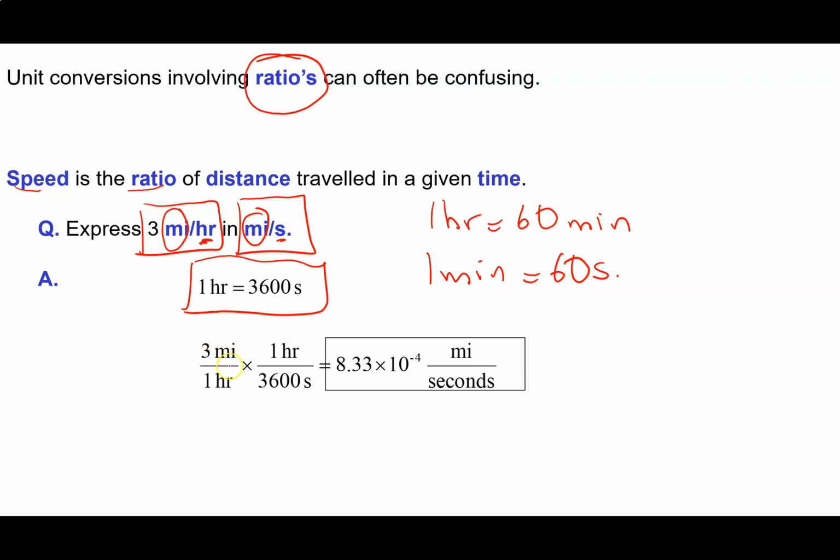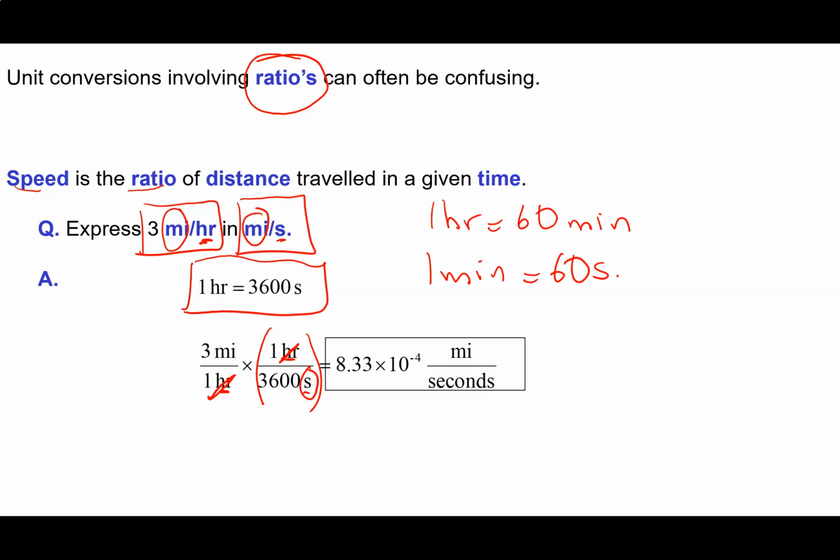So we've got 3 miles per 1 hour, that's our speed, and we want to turn the hours into seconds. So this time, the unit that we want to change is on the bottom line of our original unit. So our conversion factor has to have that unit on the top line, and then the unit that we want on the bottom line. So it's a little bit different, but the concept is the same. We need to make certain that the units that we want to change cancel out, and we leave behind the units that we want.